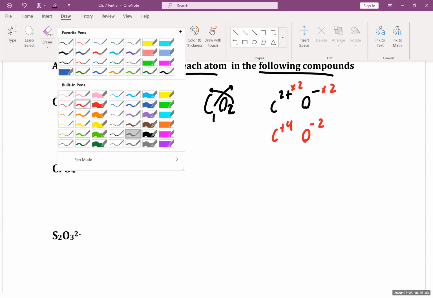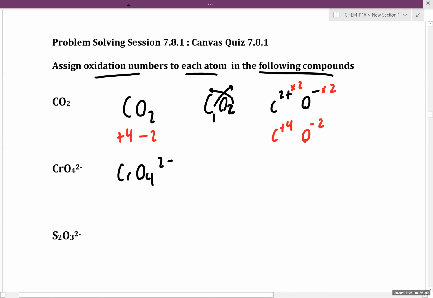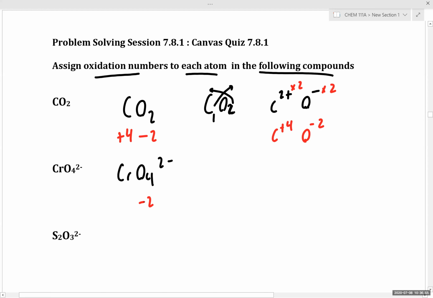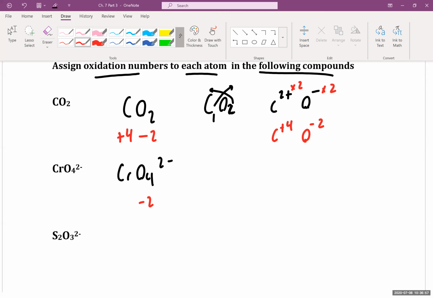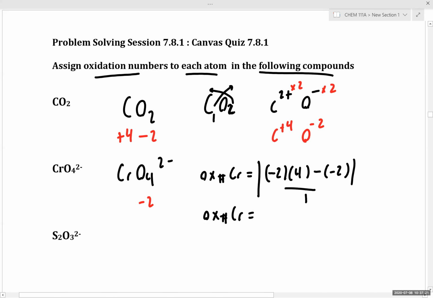Now looking at chromate, so CrO4 2-, we know that oxygen overwhelmingly has a -2 oxidation number. So then we can solve for the oxidation number of chromium. The way that we do that is we take the oxidation number of oxygen times the number of oxygen atoms minus the total charge, over the number of chromium atoms. That in turn gives us the oxidation number of chromium of +6.